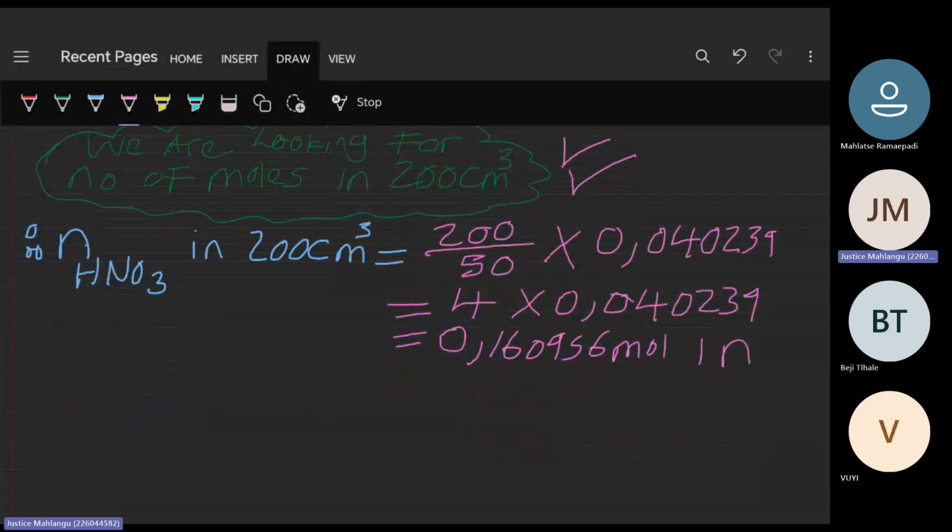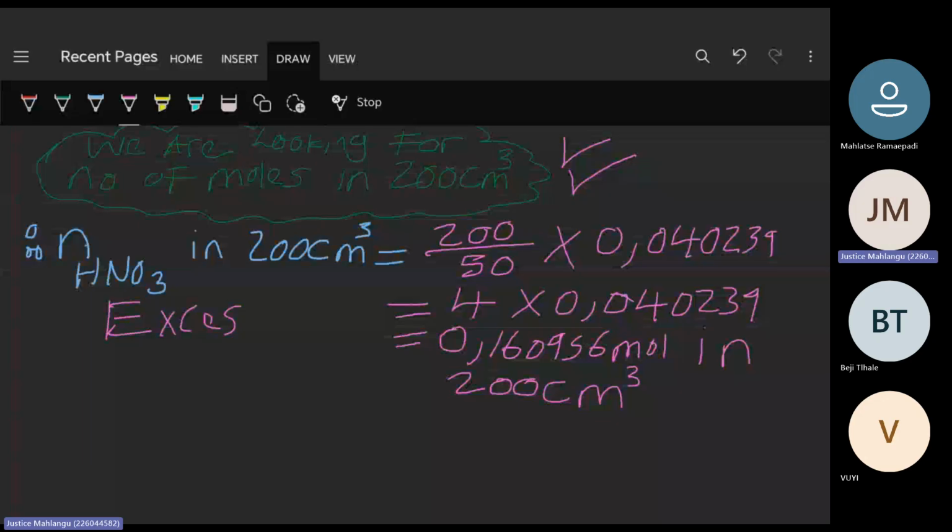This is in 200 cubic centimeters, in the original beaker. These are the number of moles that I'm given there, and these are the ones that are in excess. Please indicate here: number of moles in excess in 200 cubic centimeters.